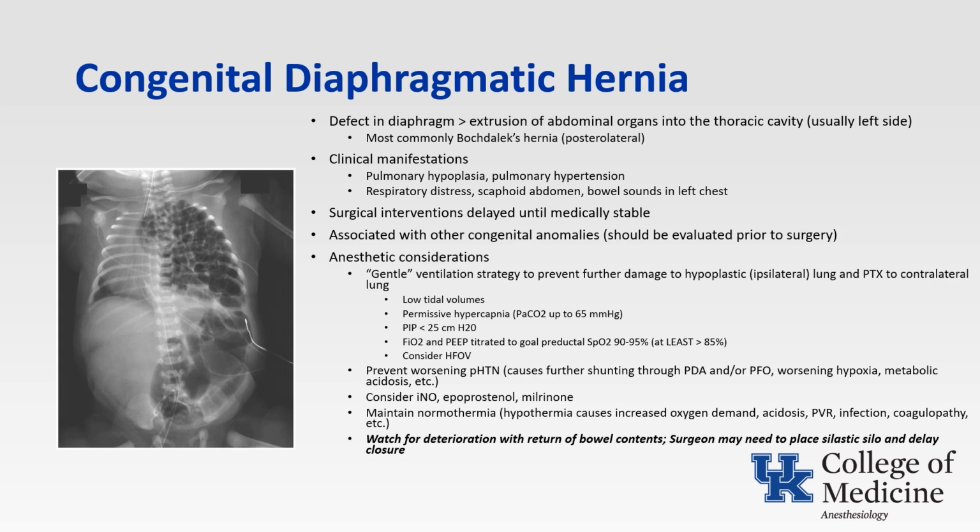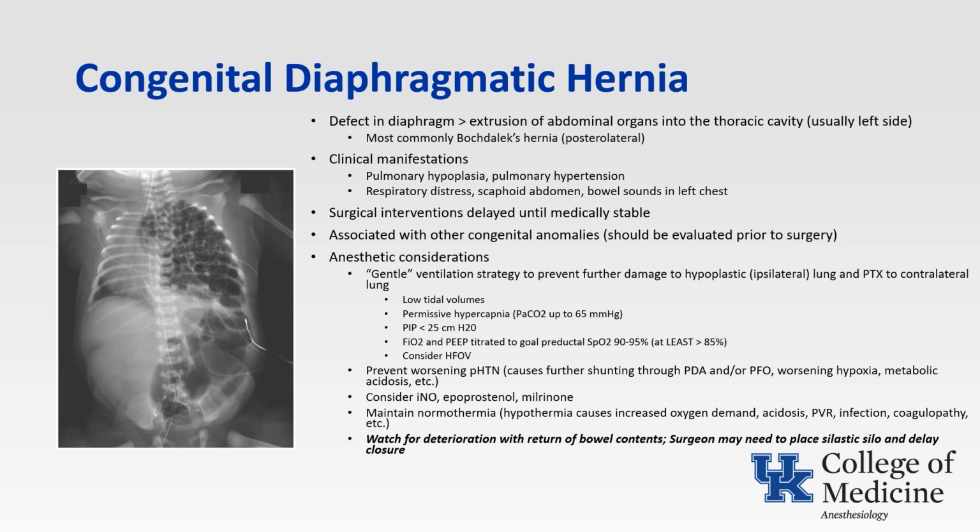Our next keyword is congenital diaphragmatic hernia. This is a defect in the diaphragm leading to the extrusion of abdominal organs into the thoracic cavity. Most commonly it is a Bochdalek hernia, which is the left posterolateral, so that is the most common site for this herniation. Clinical manifestations include pulmonary hypoplasia, as well as pulmonary hypertension. You can also see respiratory distress, scaphoid abdomen, and bowel sounds in the left chest.